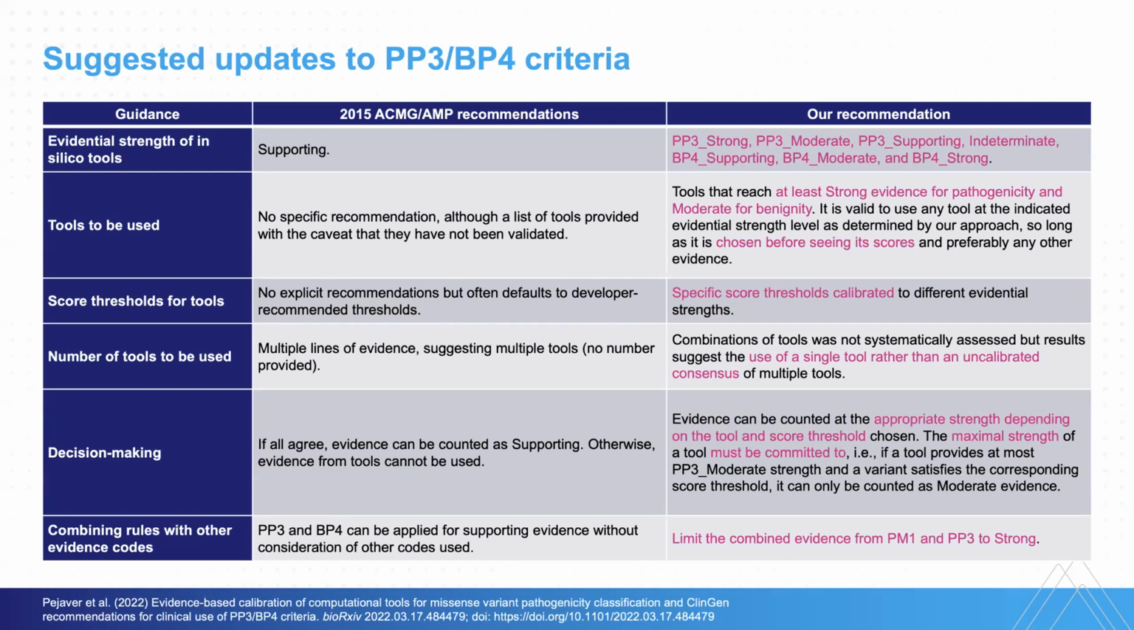There's some overlap with other evidence codes, and for that reason, we make a recommendation on at least one overlap that we think is obvious. It's between PM1 and PP3. PM1 is the mutational hotspot, so the presence of the variant in a mutational hotspot. Our suggestion is that whenever these two codes are used in combination, the combined evidence cannot be more than strong. It has to be limited at strong.